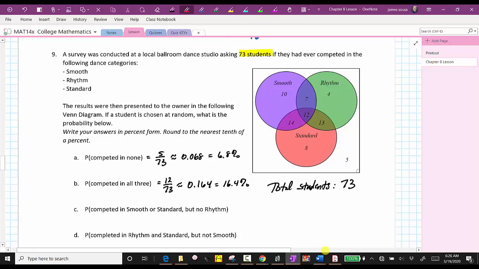For part C, the probability of selecting one student and the student competed in smooth or standard, but not rhythm. So smooth or standard would be the union of the smooth and standard sets, but we eliminate them if they also competed in rhythm. So smooth or standard, but not rhythm, would be this set here. We eliminate those that are in the union of smooth and standard that also competed in rhythm. So we're looking at this set here, and notice how there's a total of 10 plus 14 plus 8 students that competed in smooth or standard but not rhythm. 10 plus 14 plus 8 is equal to 32. There are 32 favorable outcomes out of a total of 73. 32 divided by 73.